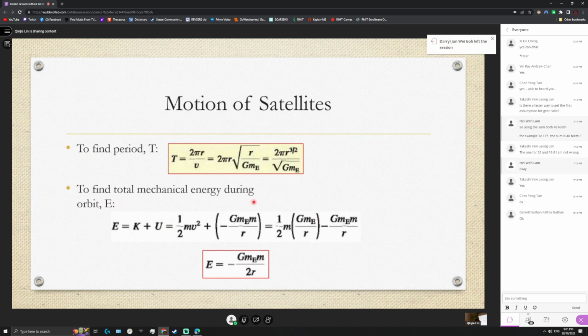And to find the total mechanical energy during orbit, that will be your kinetic plus your potential. It's moving, that's why there will be half mv squared. And also it's at a distance r away from Earth, so the potential energy will have some value also. If you add this up together, this v, you can sub the equation in the previous slide into this v. That's how you get this. Then it will give you energy equals this simpler expression over here.